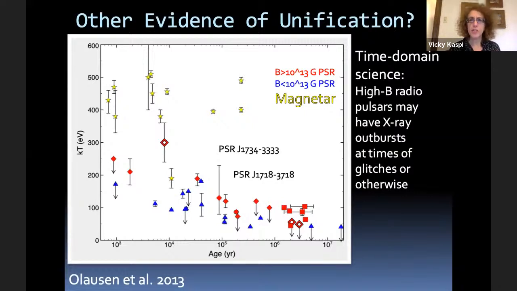Other evidence of this sort of unification: you can look at temperature versus age and split these neutron stars by magnetic field strength. If you take the radio pulsars and split them, the red ones have high magnetic field greater than 10^13 Gauss, which is an arbitrary cutoff, and the blue have magnetic fields lower than 10^13 Gauss. You can see the red ones tend to be on average a little hotter for the same age than the blue ones. And the magnetars, of course, are way up here.